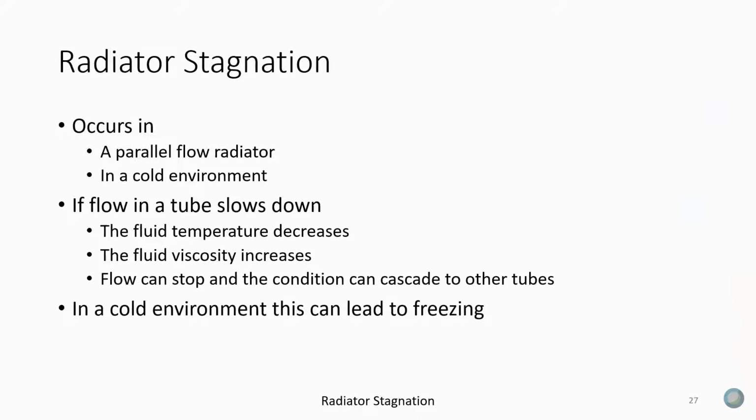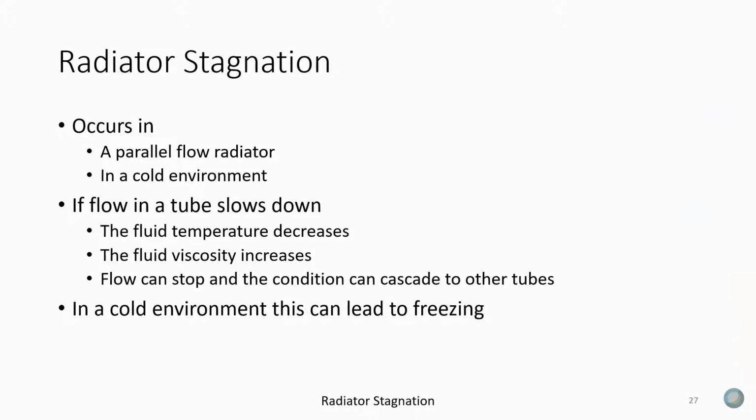So once the tube flow slows down, its temperature decreases because now m dot is lower, the exit temperature is lower. As your temperature decreases, your viscosity increases. That leads to lower flow rates. And so it's a cascading problem where you can actually stop the flow and you can freeze it. And now this condition can cascade to other tubes. And so if you're in a cold environment, stagnation can lead to freezing. So unless you're designing for it, it's undesirable.